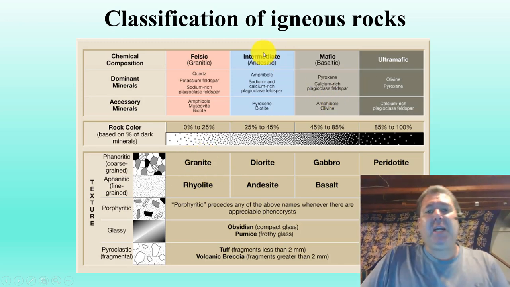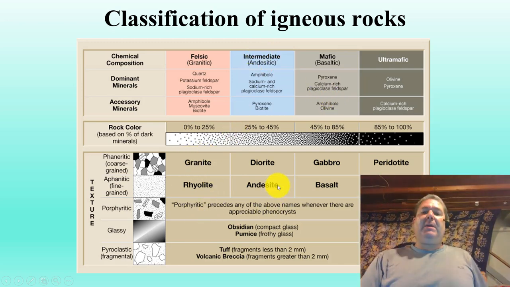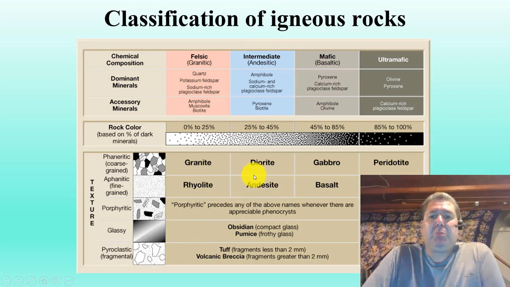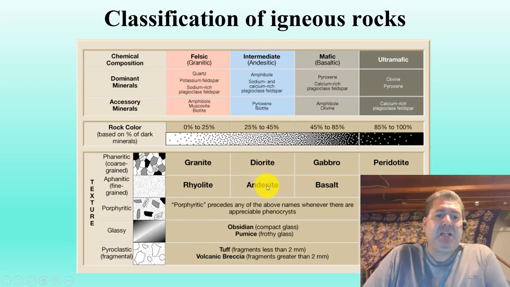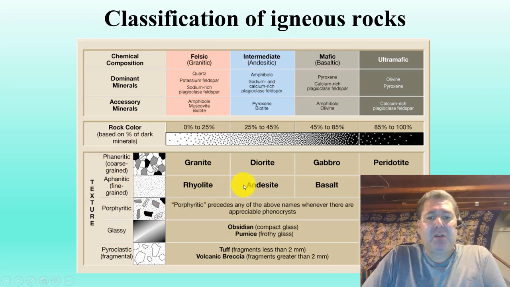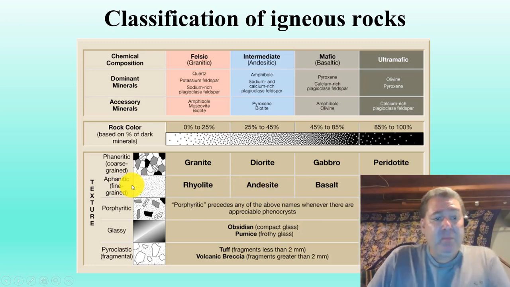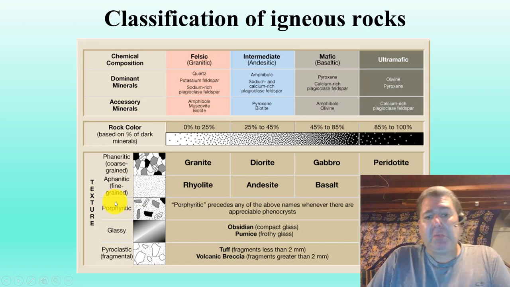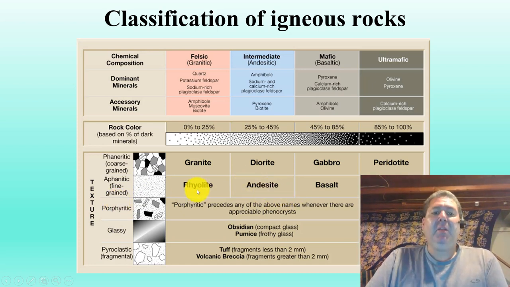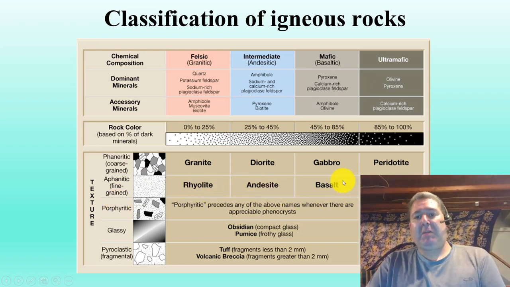If we saw that it was a gray color, maybe a grayish brown, and maybe had some porphyries in it, we would decide that it was an intermediate rock, and if it's all very fine grained, we call it an andesite. But if we saw those little crystals in there, then we would add the word porphyritic in front of it. So it would be porphyritic andesite, porphyritic rhyolite, porphyritic basalt.